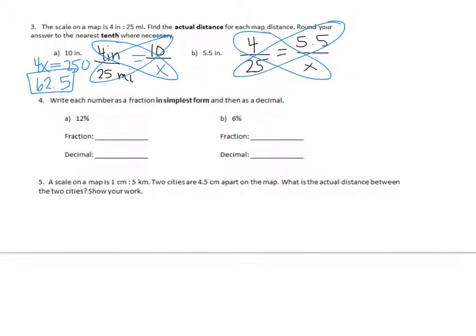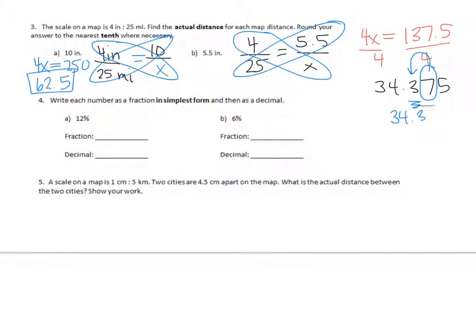Cross multiply. So I get 4x equals 25 times 5.5 is 137.5. So when I divide by 4 on my calculator, I get 34.375. But I need to round to 1 decimal. So to do that, I look at the 7. The 7 is 5 or more, so this goes up. So the answer is 34.4 approximately.